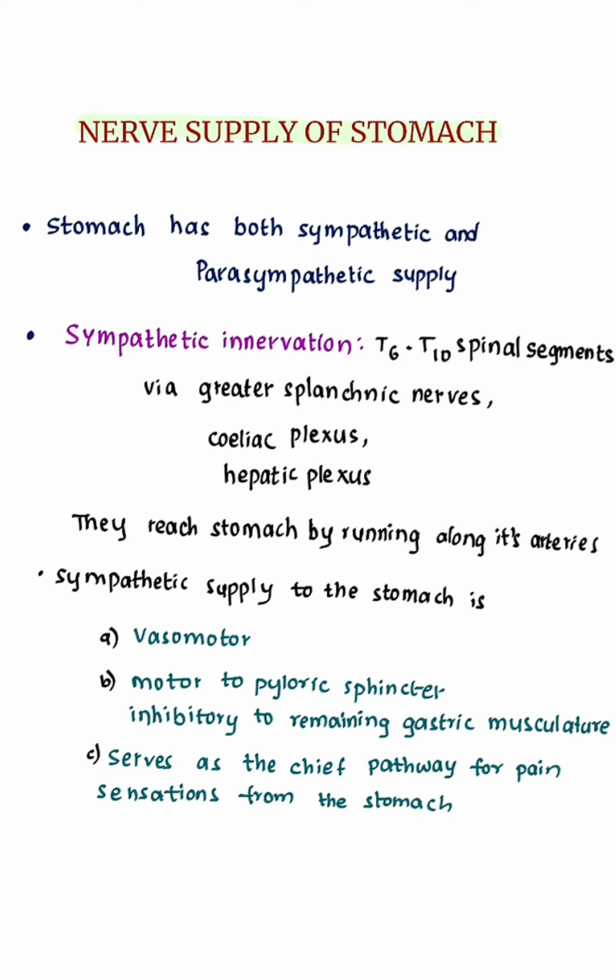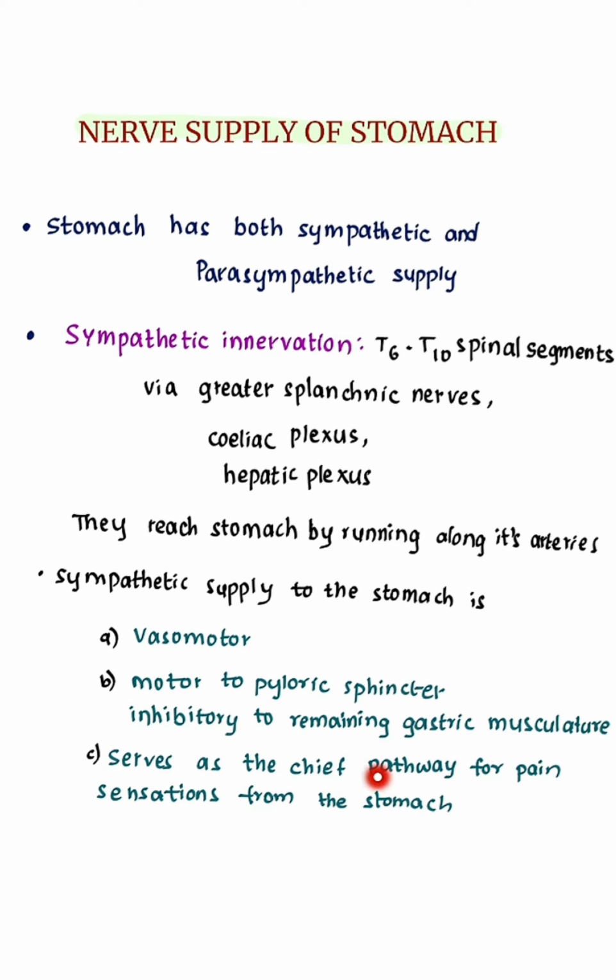Nerve supply of the stomach. The stomach has both sympathetic and parasympathetic supply. Sympathetic supply is derived from T6 to T9 spinal segments via the greater splanchnic nerves, celiac plexus and hepatic plexus. They reach the stomach by running along its arteries. Sympathetic supply to the stomach is vasomotor, motor to the pyloric sphincter, and inhibitory to the remaining gastric musculature.